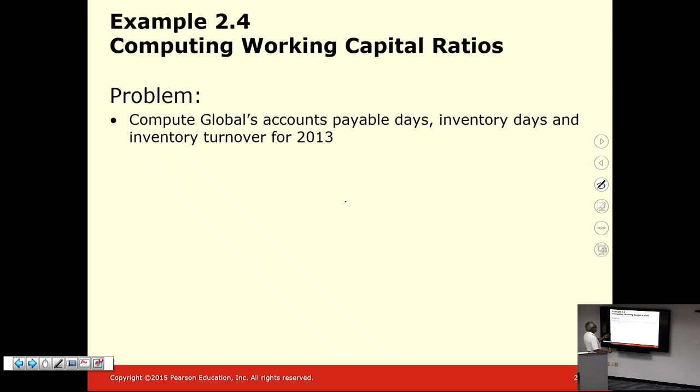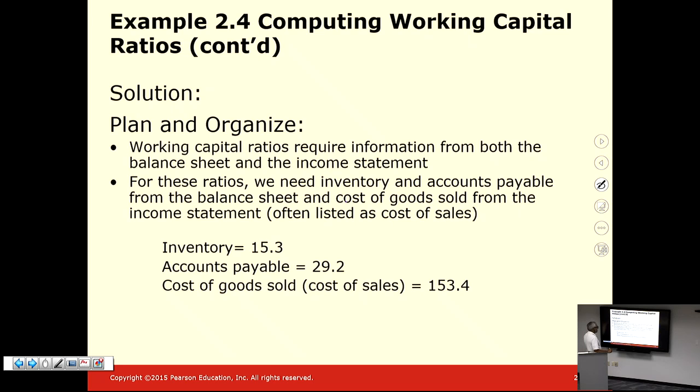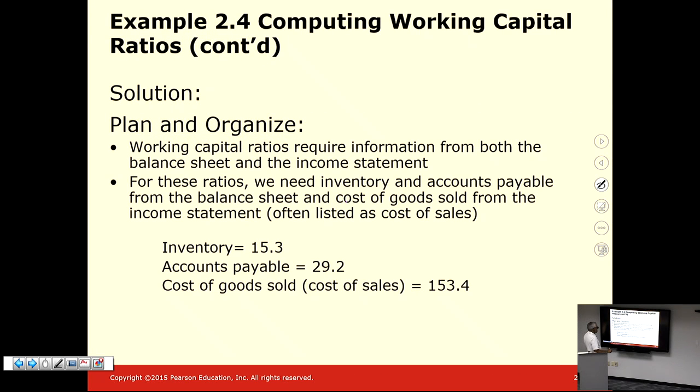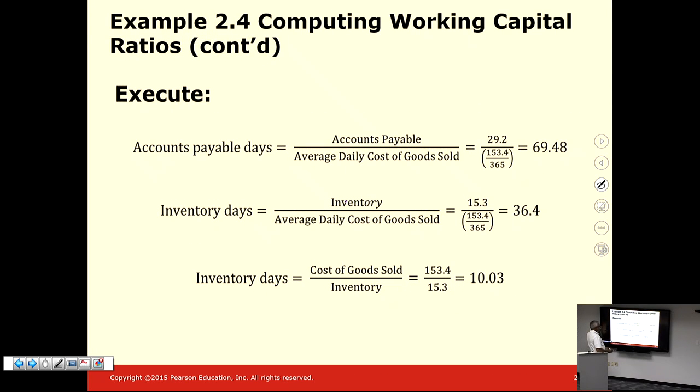So compute accounts payable days, inventory days, and inventory turnover for 2013. And all you have to do is just apply those formulas. All you have to do is identify the relevant items on either the income statement and the balance sheet, or the balance sheet. So accounts payable days is accounts payable divided by average daily cost of goods sold. Accounts payable is 29.2. Cost of goods sold is 153.4. I divide that by 365 is 69.48. Meaning on average it takes about 70 days to make good on your accounts payable.